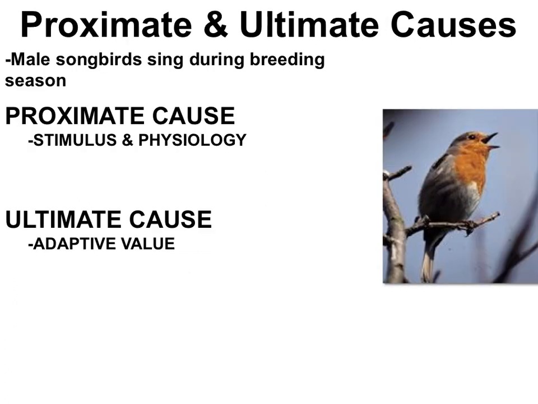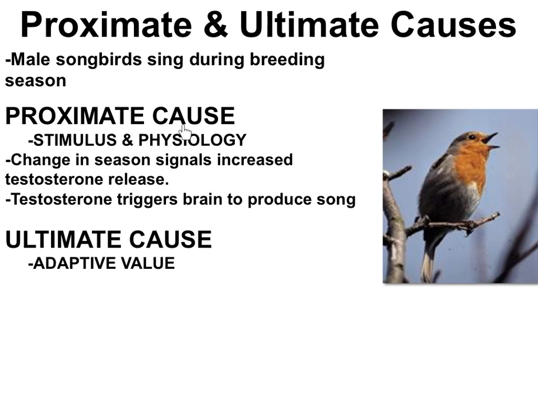A classic example is mating songs in songbirds. It's only during mating season that the male songbirds will sing. So, what's the proximate and ultimate cause of the singing behavior? Remember, proximate cause is describing the stimulus and the physiology of the behavior. In this case, the stimulus is the changing seasons. Changing seasons causes the physiological response of increased testosterone. The increased testosterone, in turn, signals specific brain areas responsible for singing to become active.